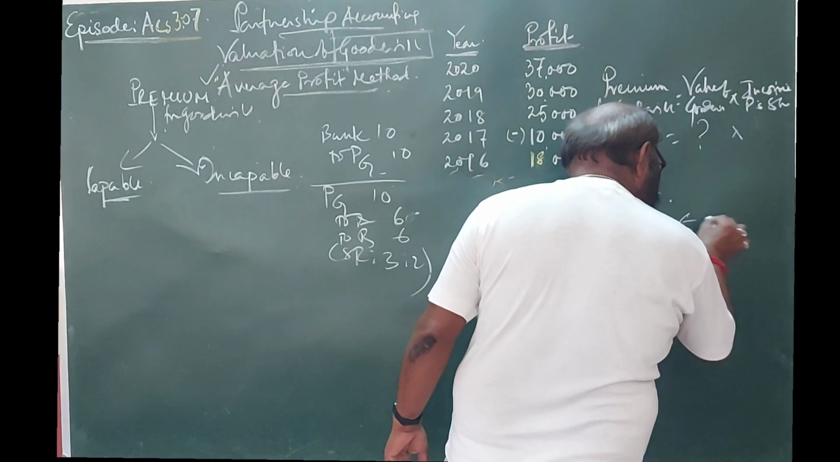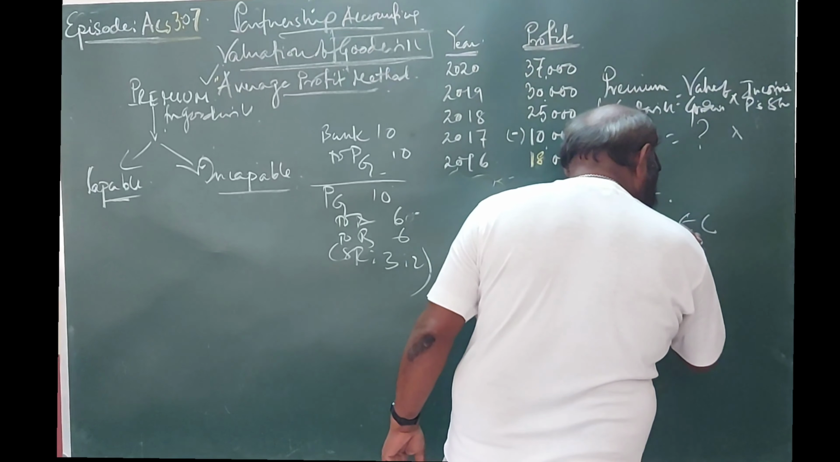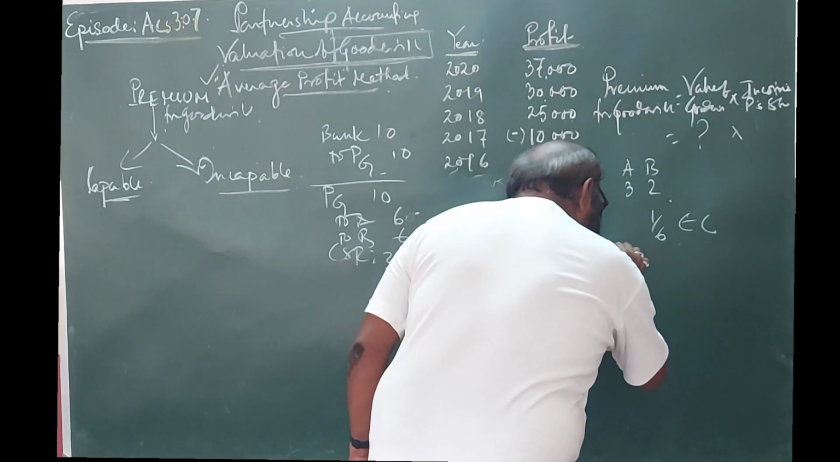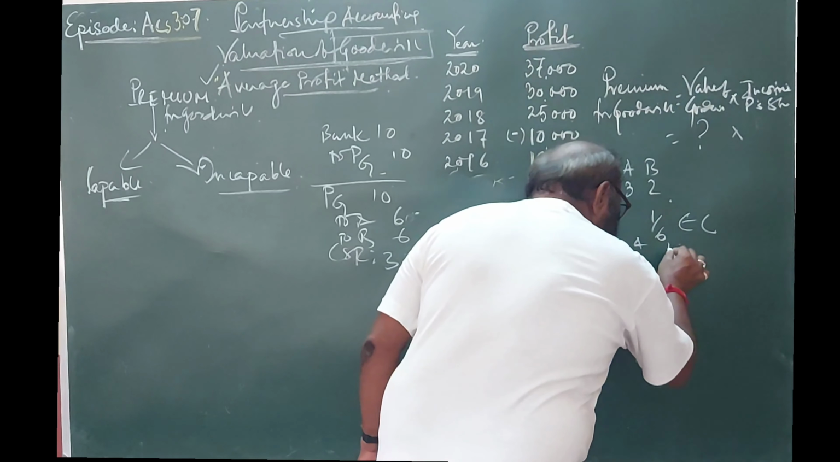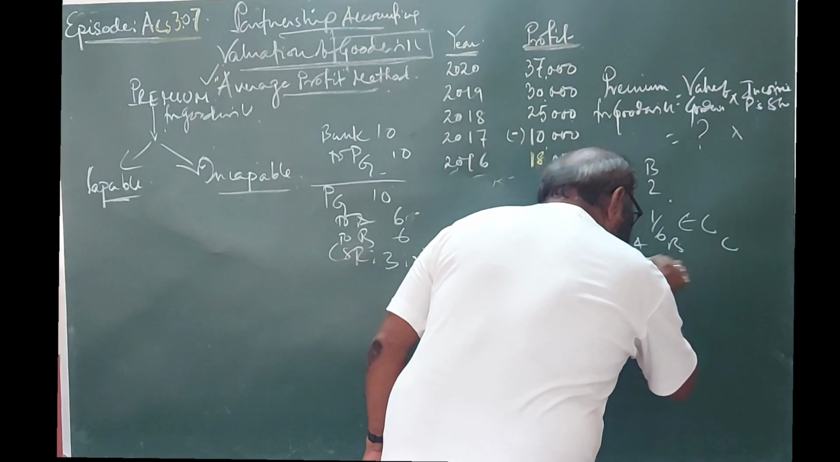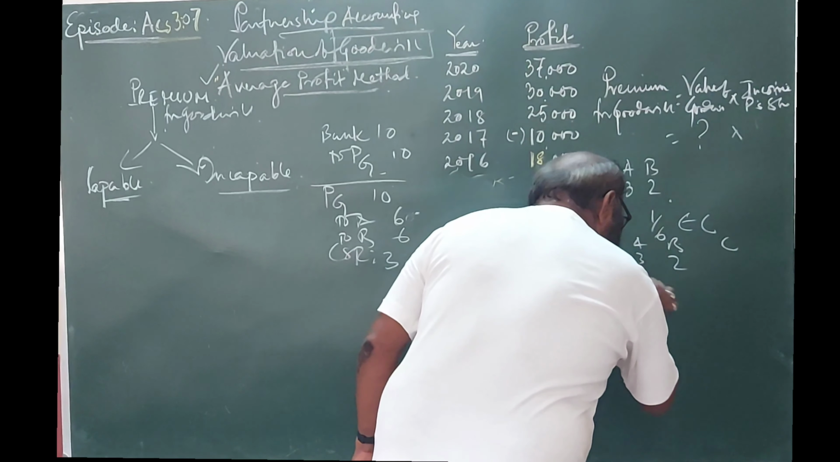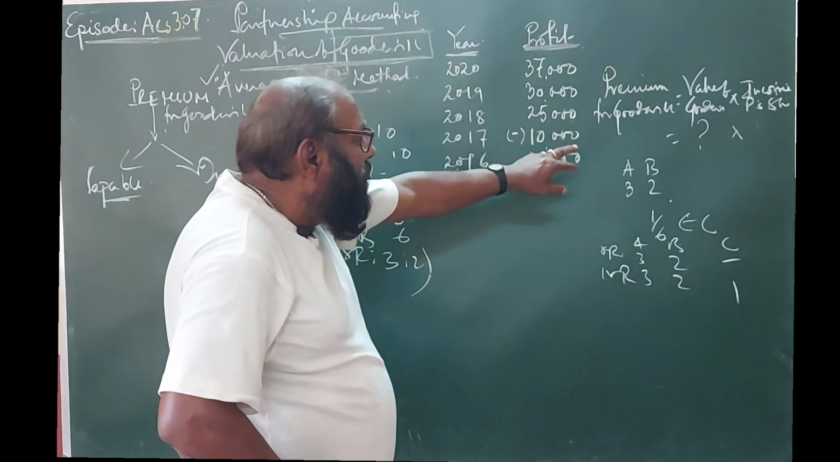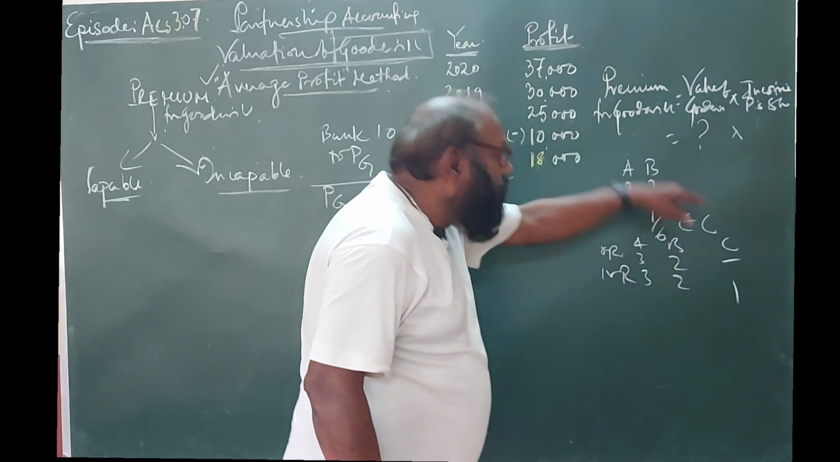Now C is coming in. C is coming in for 1/6 share, and you can easily calculate that the old ratio between A, B and C is 3:2. New ratio will be 3:2:1. You can calculate it. Okay. Achha, now C is to pay the premium.